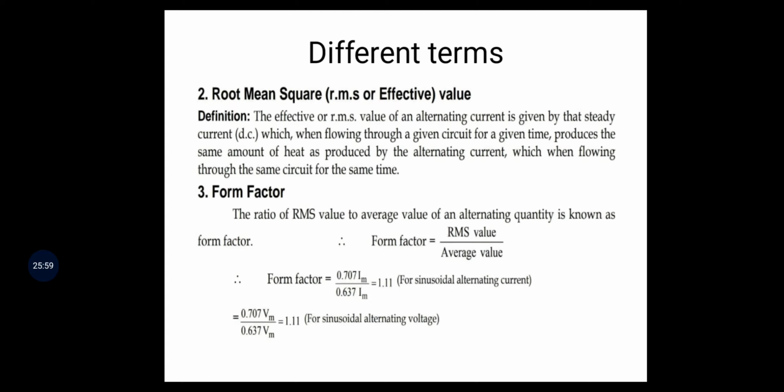The ratio of RMS value to average value of an alternating quantity is known as form factor. Form factor equals RMS value by average value, which is 0.707 Im divided by 0.637 Im. That means 1.111 for sinusoidal alternating current. For a sinusoidal waveform, the form factor equals 1.11.